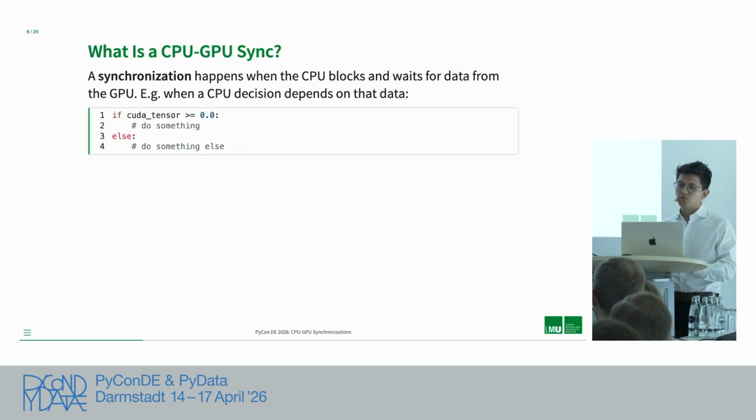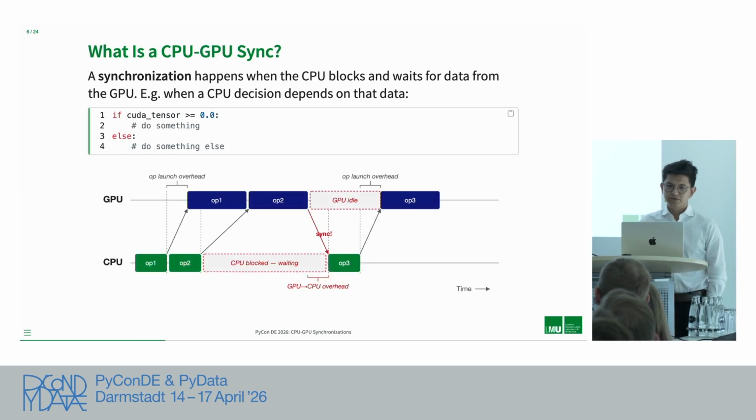And the question is, what is a CPU-GPU sync? It happens when the CPU gets blocked and has to wait for data to come back from the GPU, for example, when the CPU needs to take a decision based on that data. So here we have an example. In our code we have something like: if this CUDA tensor is larger than 0, then do something, otherwise do something else. The data resides on the GPU, but the CPU needs that information to take the decision. So it has to move this information back.